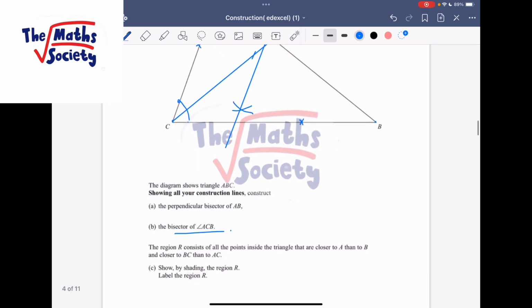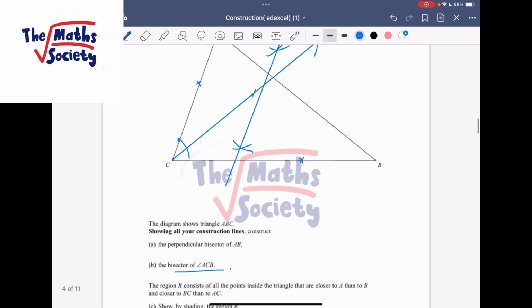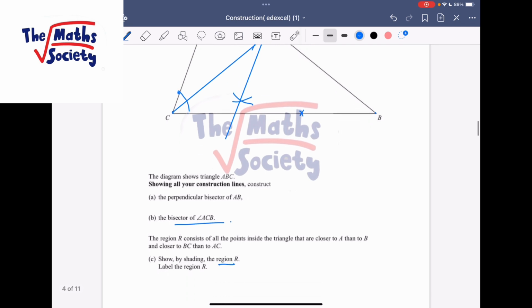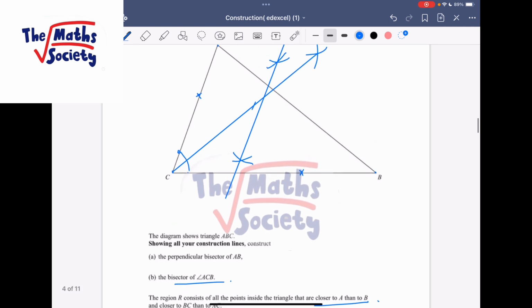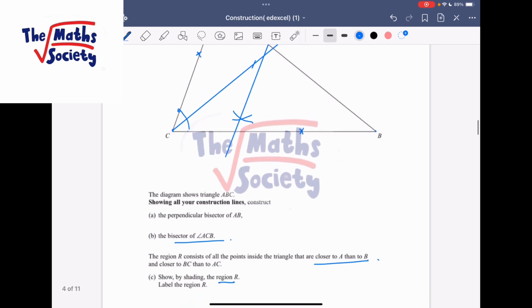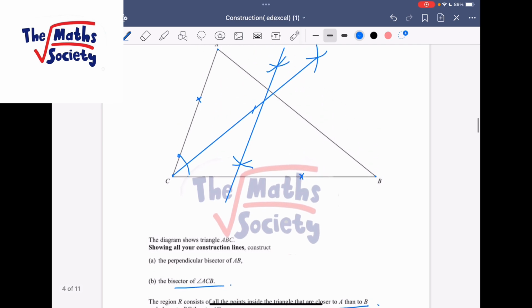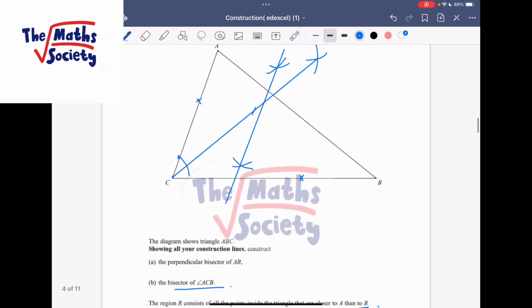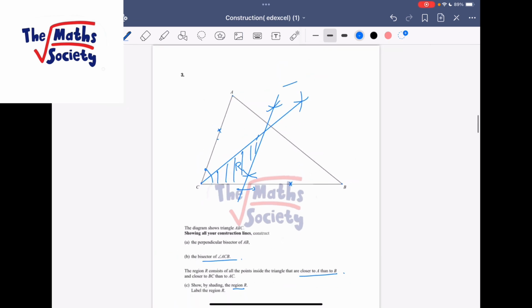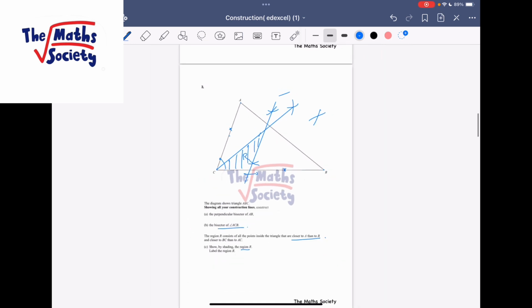And it says to show by shading the region, so we know that the perpendicular bisector is closer to A than to B, which basically means it has to be closer to A than to B, and closer to BC than to AC. So basically closer to BC, closer to A, and that's the region. Just label it R. The drawings might not be accurate because I'm doing this without a compass, so on your paper the shape might look a little different, but it should be okay.